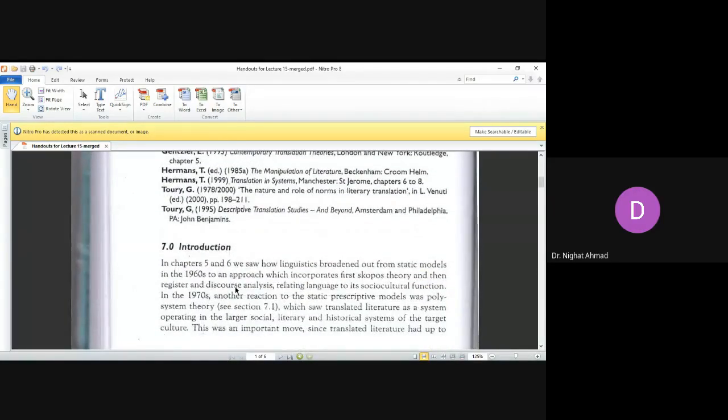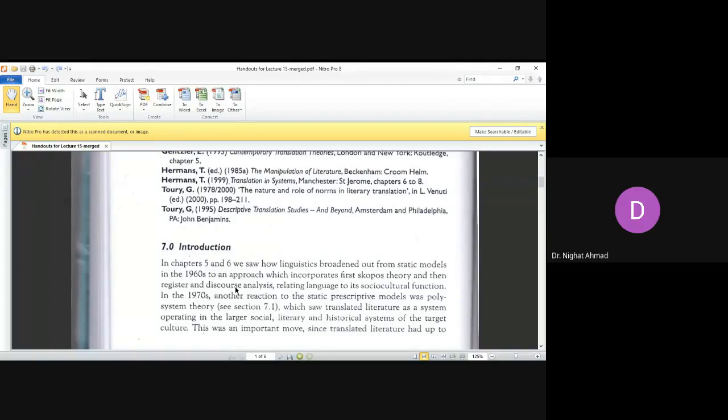Okay. In chapters 5 and 6, we saw how linguistics broadened out from static models in the 1960s to an approach which incorporates first skopos theory and then register and discourse. So we see how, in chapters 5 and 6, initially static models of translation were in the 1960s, and then we moved on to the functional theories. Remember, skopos theory and then register and discourse analysis. Round about the 1970s, almost the last 3 decades of the 20th century, it moved away from the static prescriptive model. Translation studies moved on to polysystem theory.